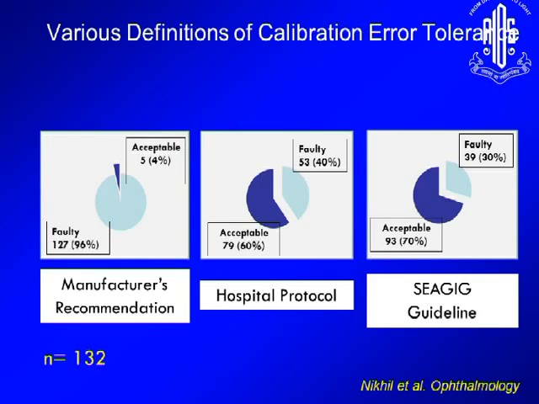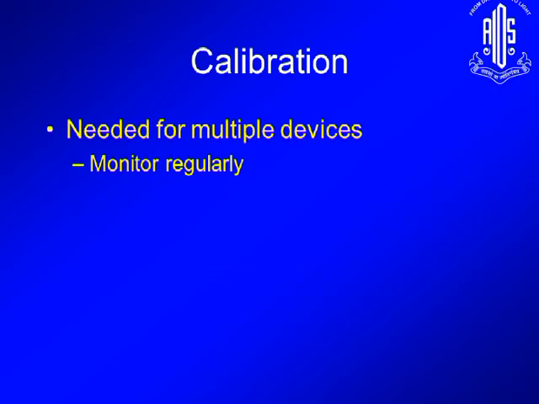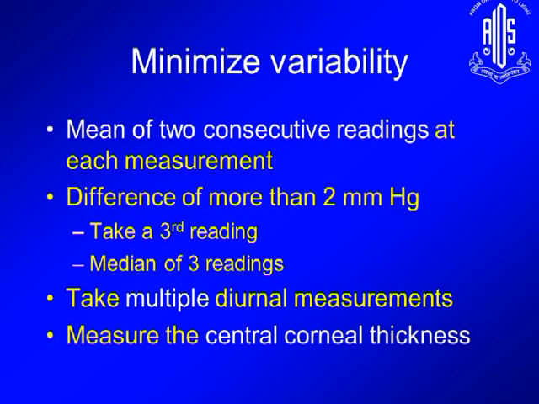Calibration is a problem. If you want to get the instrument rectified, you have to send it back to the company. There are some ways of doing things a little more simply, and hopefully we will have some data on that out in publication soon. So calibration is required for multiple devices. If any of your applanation tonometers requires calibration, please calibrate it. It probably needs it. And monitor the calibration regularly.